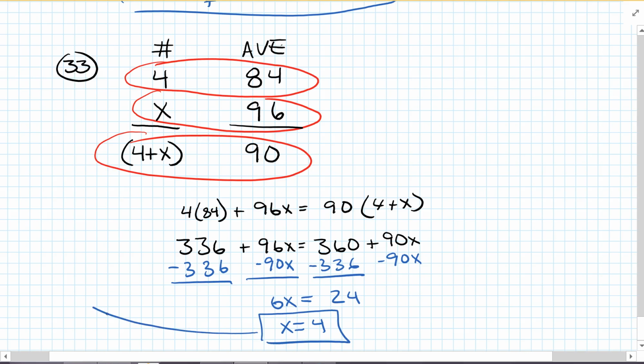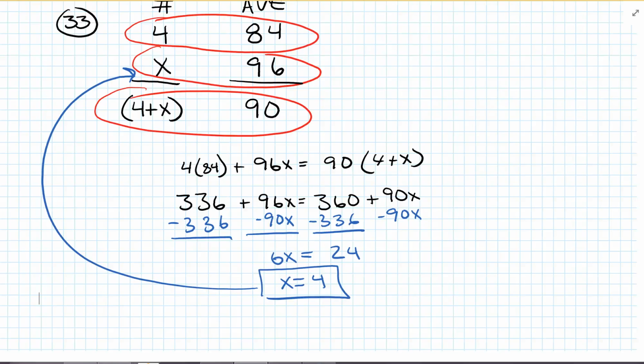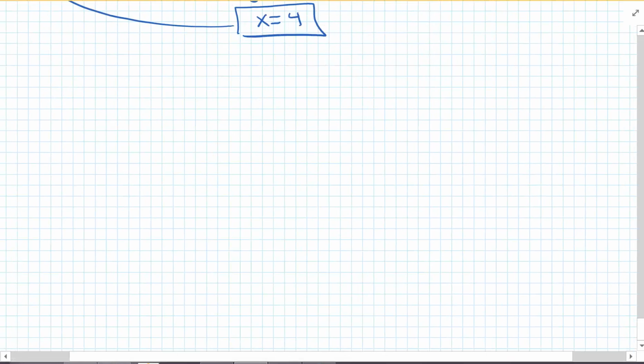So you have to get 4 more tests at 96 to average a 90, which, by looking at that, would make sense. Okay, next problem. 34.